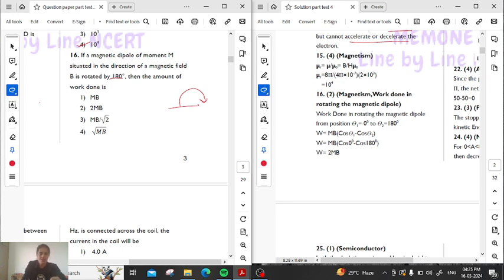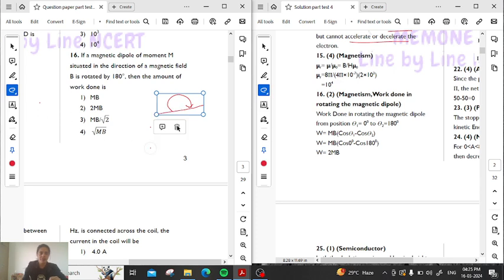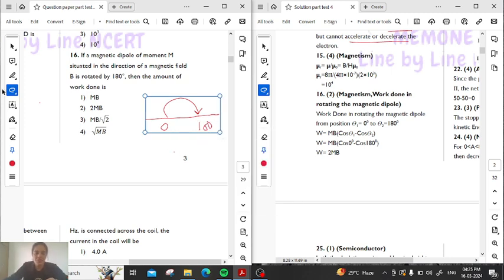So you can see in the initial stage it is at 0. From here it is, suppose, 0. Now it has moved from here to here, 180 degrees, so this is our 0 degree and it will become 180 degrees. So what is the angle theta here? It's 180 degrees.